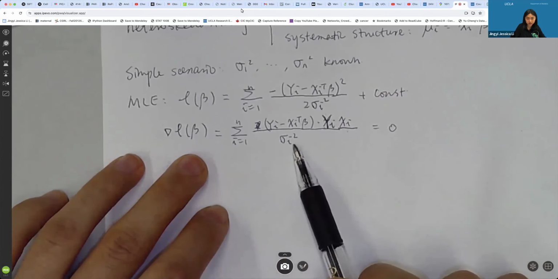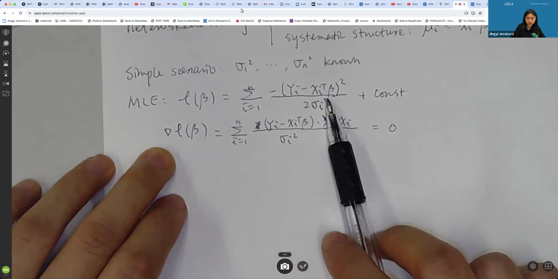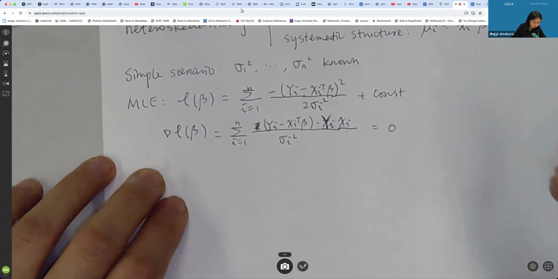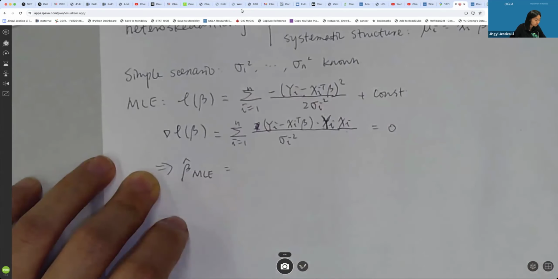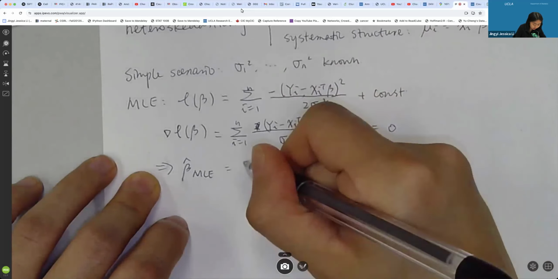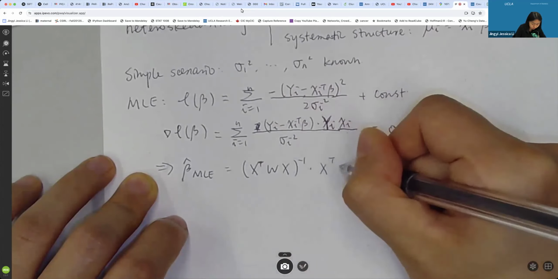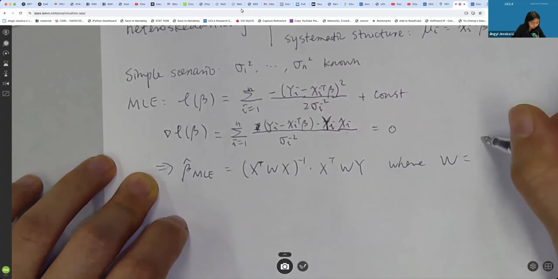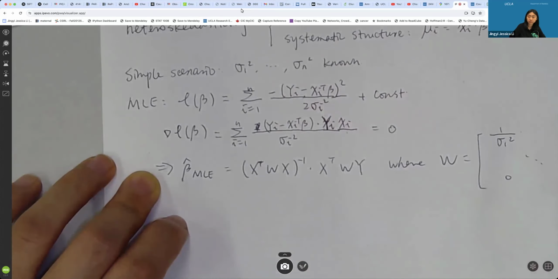And then you see the sigma i squared will stay. Or we can also use the matrix form to simplify things. I will not talk about that because we can write it in matrix form. But basically, I can show that by setting this to 0, the beta hat MLE would turn out to be this form: X transpose W X inverse X transpose W Y, where we just set W to be 1 over sigma 1 squared, 1 over sigma n squared, and other things are 0.